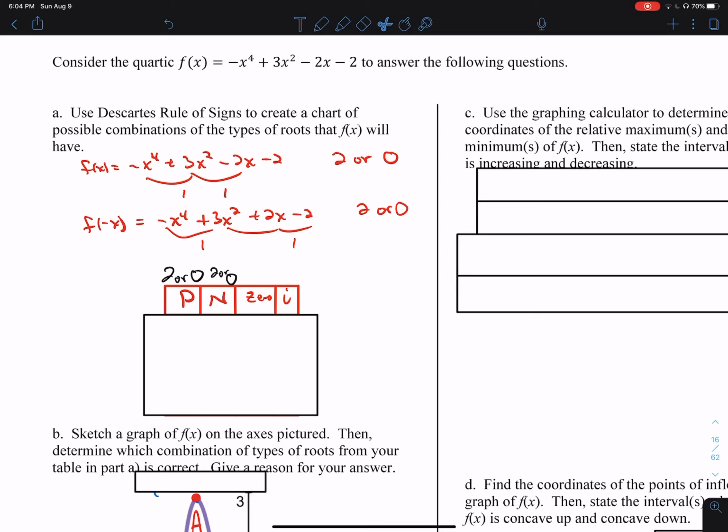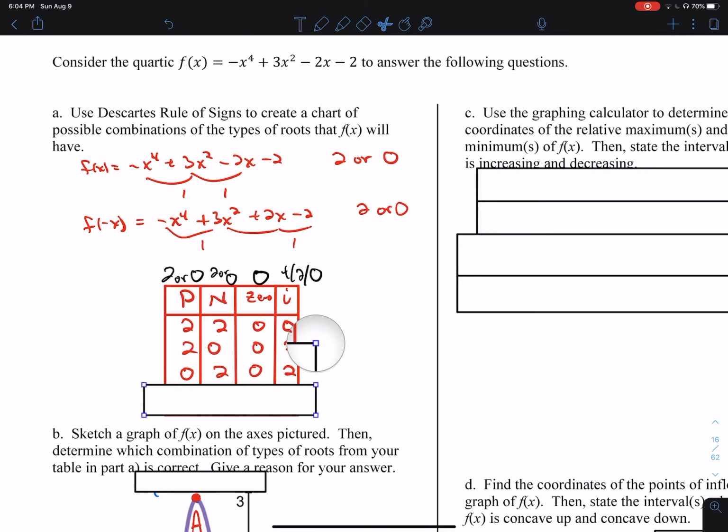How many of these roots are 0? Well, there are none, because if you look here, this ends with a constant, and therefore there could not be any zeros that are 0. As far as imaginary goes, at most there could be 4. There could also be 2, or there could be 0, because there's no guarantee that there are any positive or negative real zeros. So as far as combinations go, we could go 2, 2, 0, 0. We could go 2, 0, 0, 2. We could go 0, 2, 0, 2. We could go 0, 0, 0, 4.